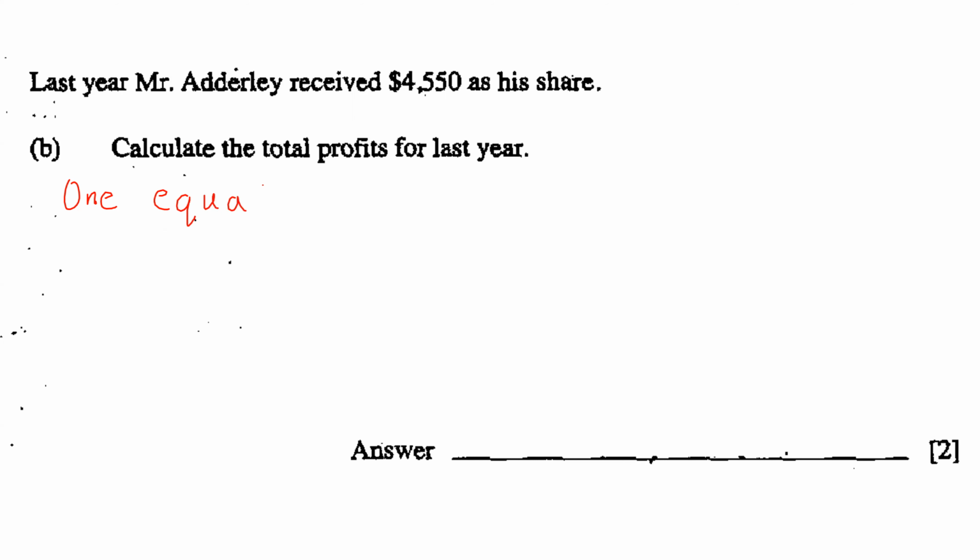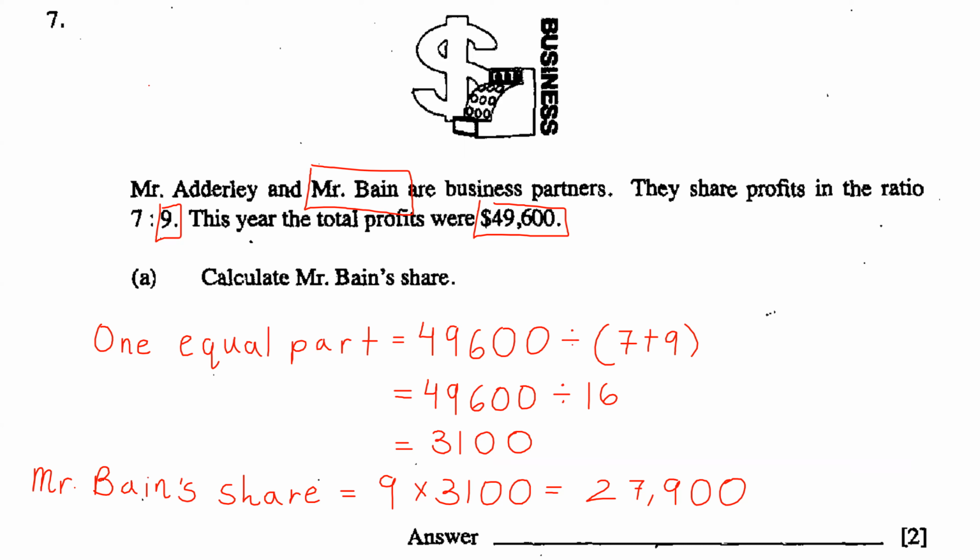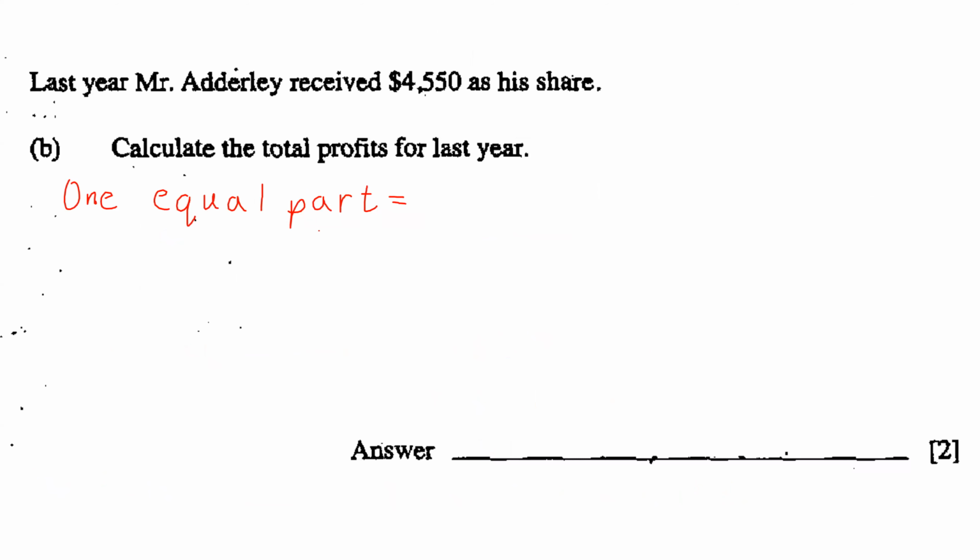So how are we going to figure out what is one equal part? Well, they told us that Mr. Adderley got 4,550. That's what Mr. Adderley got. But we know that whatever Mr. Adderley gets is going to be equal to seven equal parts. Whatever that is, it's going to be 7 out of the 16. And since we know that Mr. Adderley got 4,550, we know that that is seven equal parts.